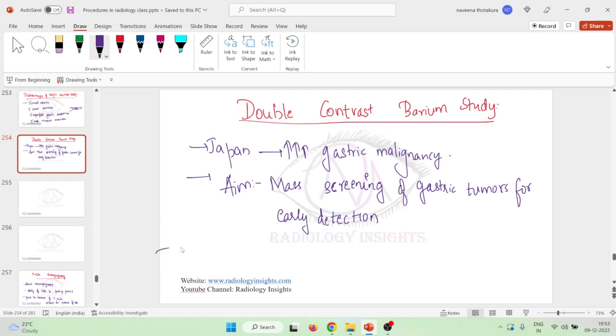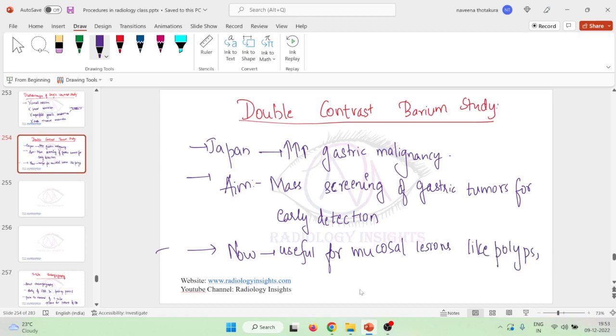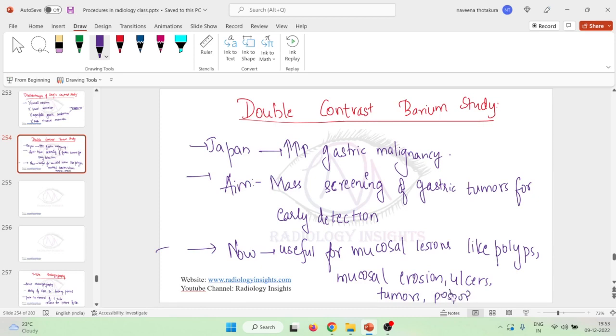This was mainly started for that purpose, but now it is useful mainly for detecting mucosal lesions. Previously it was started to screen for gastric tumors, but now the double contrast barium study has become useful for mucosal lesions, like polyps or mucosal erosions. If there are any ulcers, we can do this study. For tumors we can do this, and it has also become useful for post-operative studies.